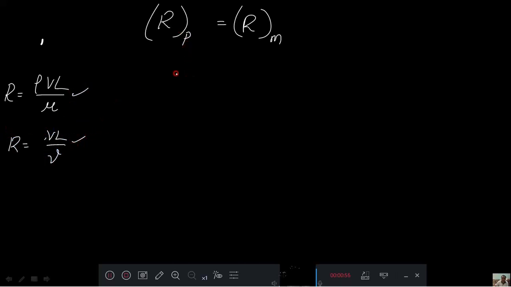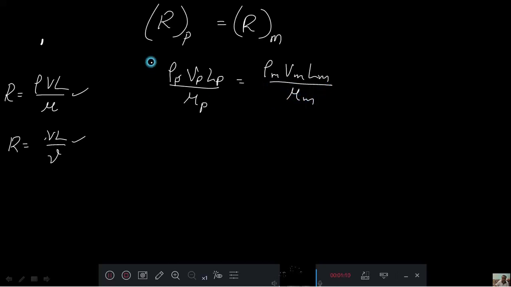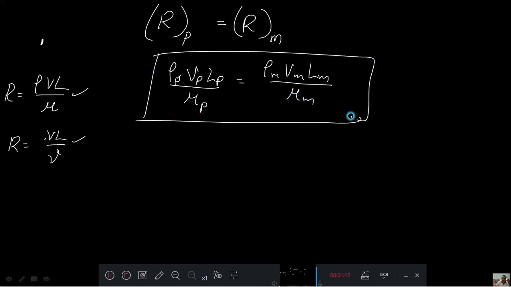And here for the prototype it becomes rho p Vp Lp divided by mu p, and for the model rho m Vm Lm divided by mu m. Only this equation is there as the Reynolds model law, and if you know this one, then you can go further and calculate other parameters if any are given. Only this formula is there in the Reynolds model law.